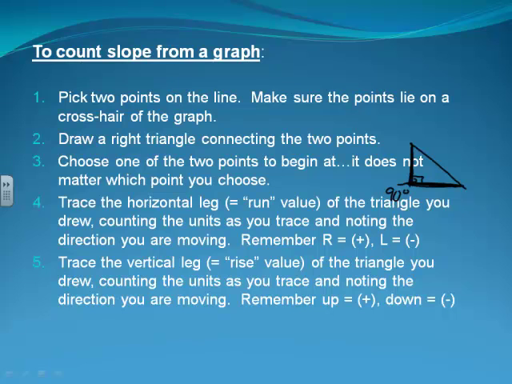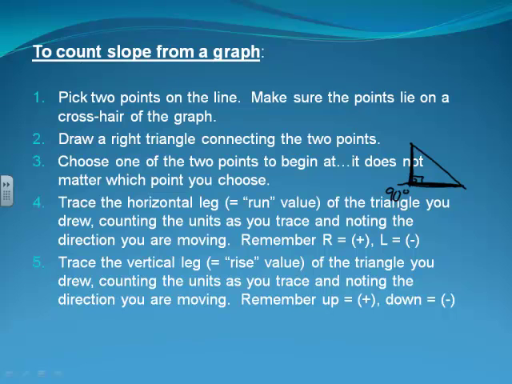Step 5, trace the vertical leg, or the rise value of the triangle you drew, counting the units as you trace and noting the direction you are moving. Remember that if you move up, it's a positive rise, and if you move down, it's a negative rise.